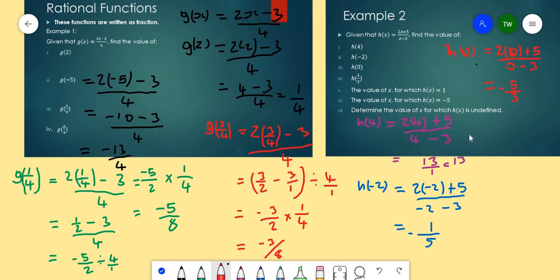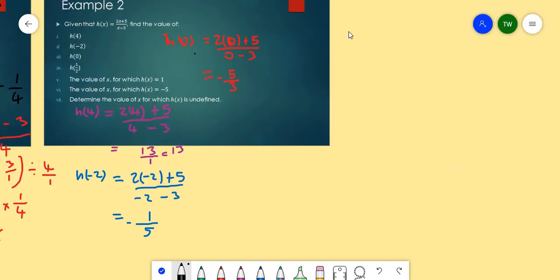We're also asked to find h of 1/2. So h of 1/2 is going to equal 2 times 1/2 plus 5, all of that divided by x minus 3. But instead of putting x, we're going to replace x with 1/2, so it's going to be 1/2 minus 3.